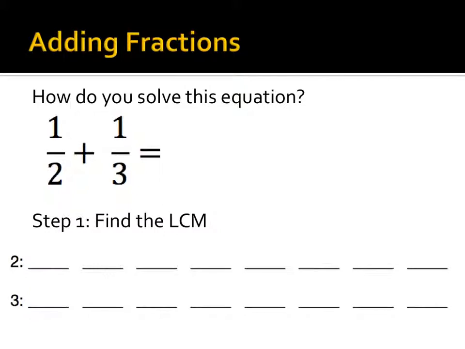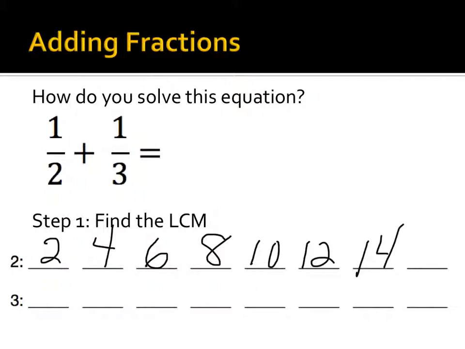In our first step in solving this equation, we're going to find the least common multiple. We want to get a common denominator for both fractions. In order to do this, we need to find the multiples of the numbers 2 and 3. Let's go ahead and list out the multiples for 2. We know that 2 times 1 is 2, 2 times 2 is 4, 2 times 3 is 6, 2 times 4 is 8, 2 times 5 is 10, 2 times 6 is 12, 2 times 7 is 14, 2 times 8 is 16. We're going to stop right there for now.